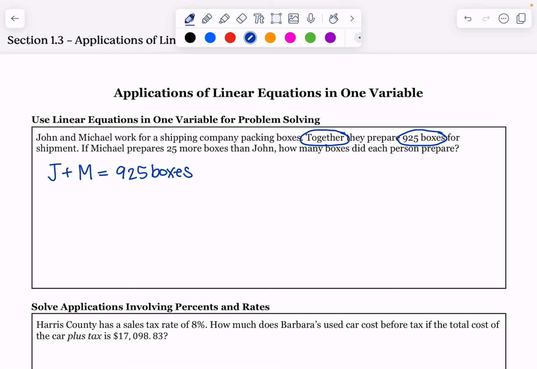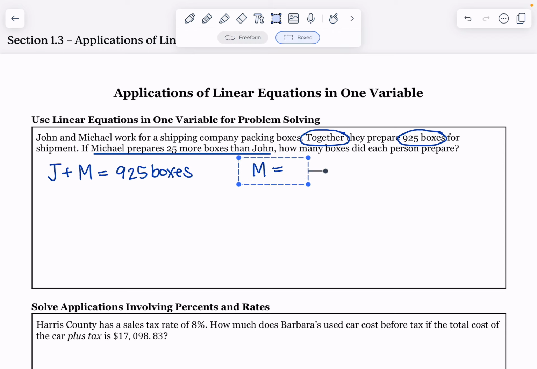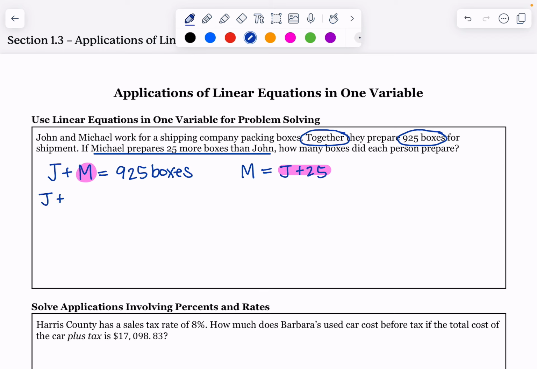If Michael prepares 25 more boxes than John, that would mean Michael equals John plus 25. How many boxes did each person prepare? So we are going to plug in J plus 25 for M over here. And that's going to make us have J plus 25 plus J equals 925. And then we're going to solve for J.